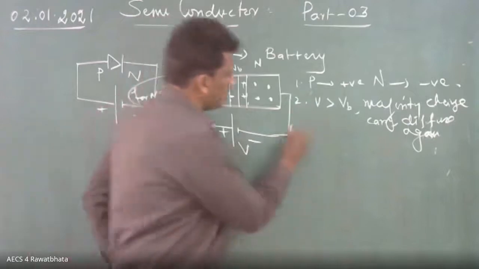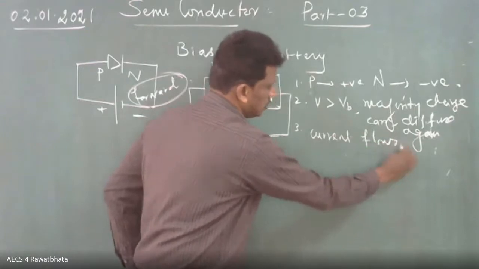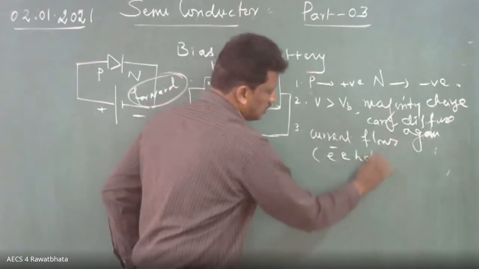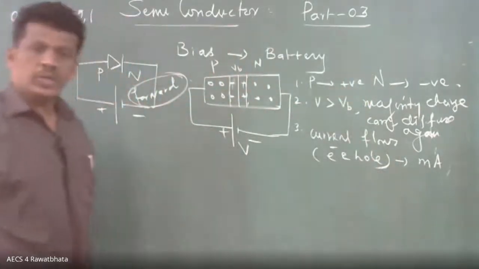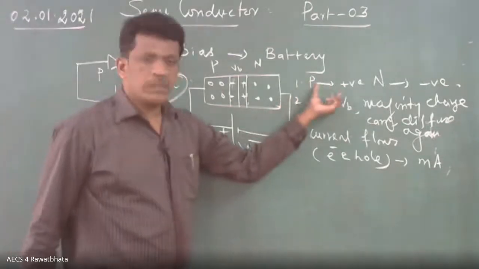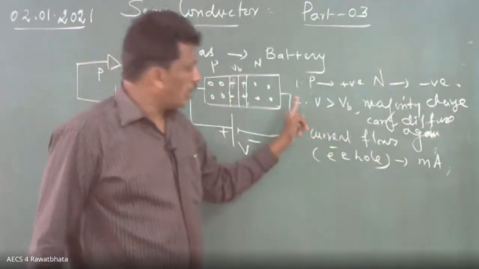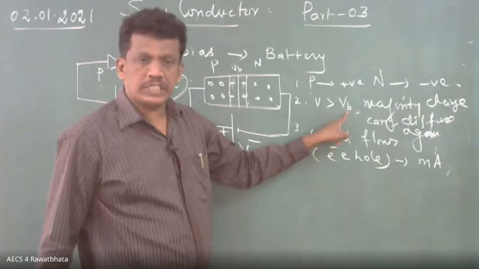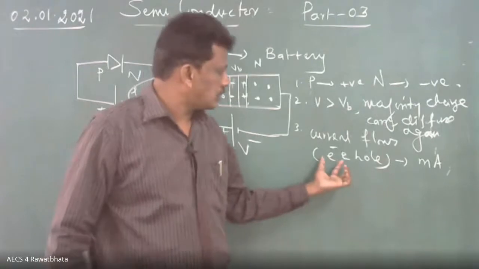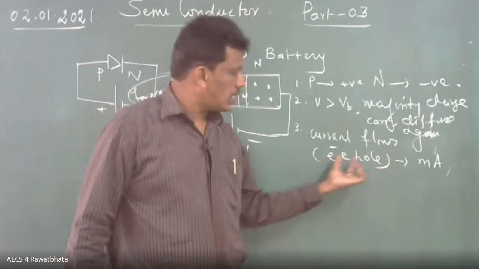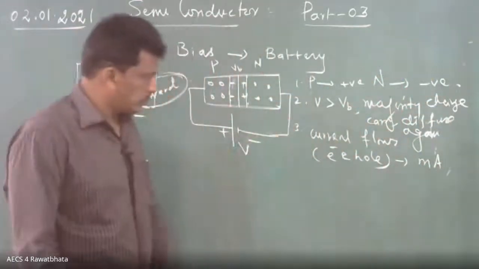So automatically what will you get? Current flows. This current is due to what? Electron as well as hole. How is the current measured? In milliampere. So what is forward bias? P region with the positive, N region with the negative. Second point, when the applied potential difference is greater than the barrier potential, the majority charge carriers diffuse again. So the current starts flowing. The current is because of electrons as well as holes. The current is in the order of milliampere. These are the points you remember.